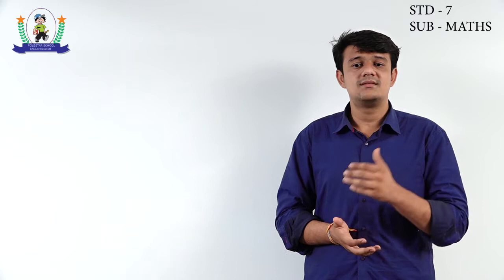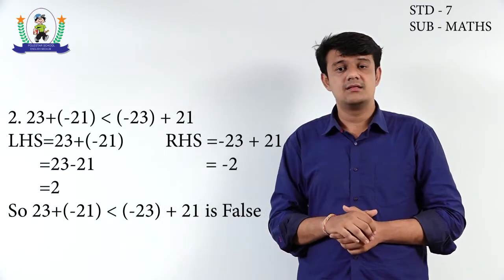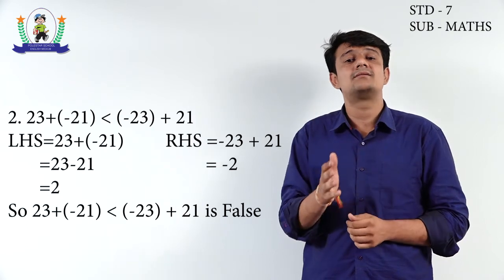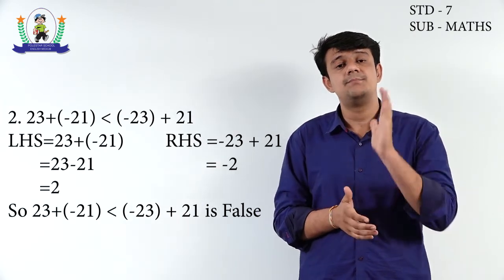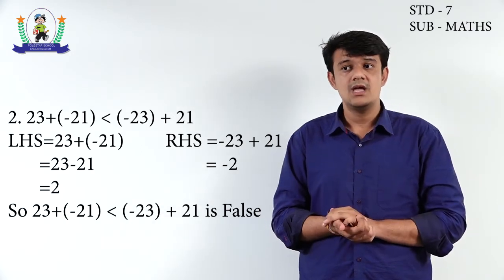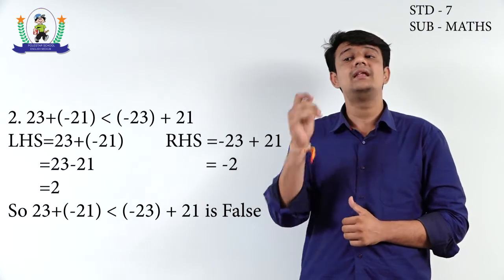Now moving on to the second one, that is 23 plus of minus 21 is less than minus 23 plus 21. In the left hand side we have 23 plus of minus 21. Now plus minus gives you minus. So that is 23 minus 21.